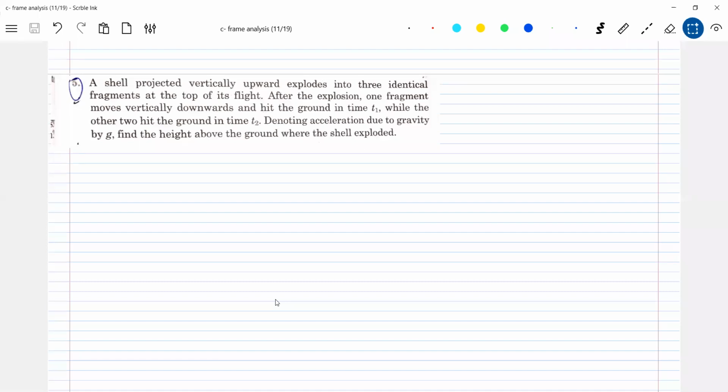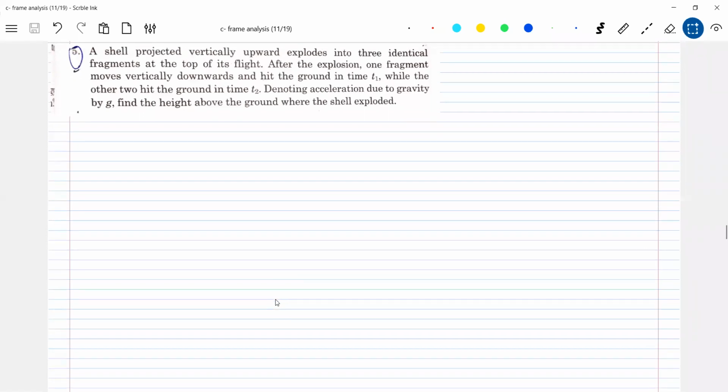Down and hit the ground in time t1, while the other two hit the ground in time t2. Find the height above the ground where the shell exploded. So we are discussing now vertically. So this is the explosion, this is the explosive.